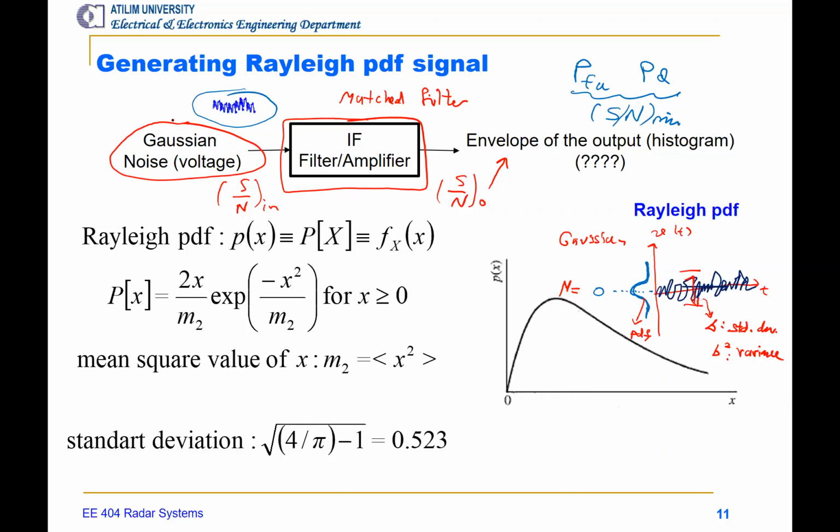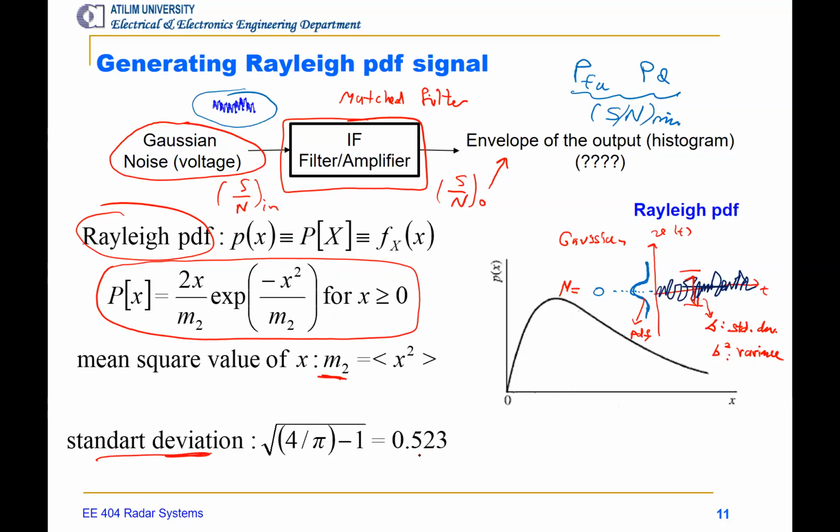We are not going to give the mathematical details and derivations in here, but it's very well known that if we apply Gaussian noise into this system, the output will follow a Rayleigh type PDF. The output signal's amplitude follows the Rayleigh PDF. What is the Rayleigh PDF? Here is the Rayleigh PDF, with mean square value M2 and standard deviation, which is 0.5.